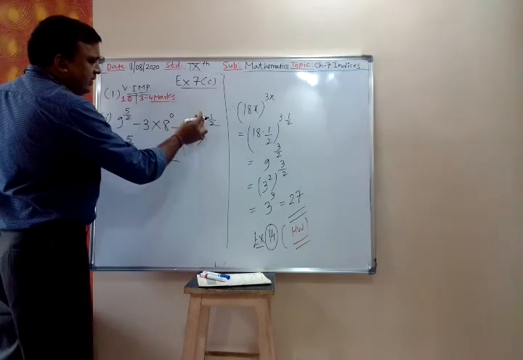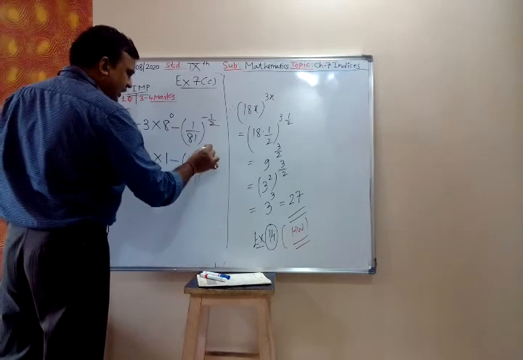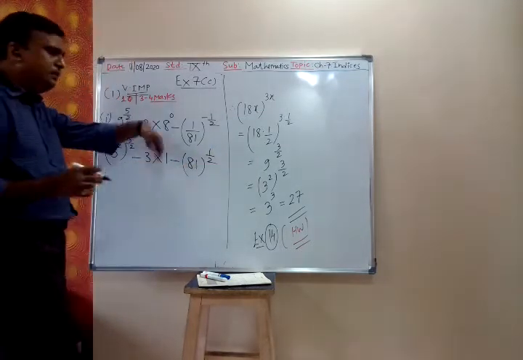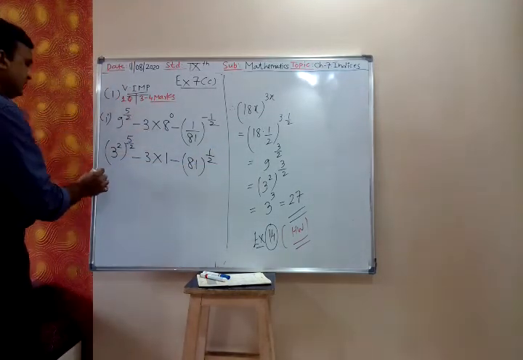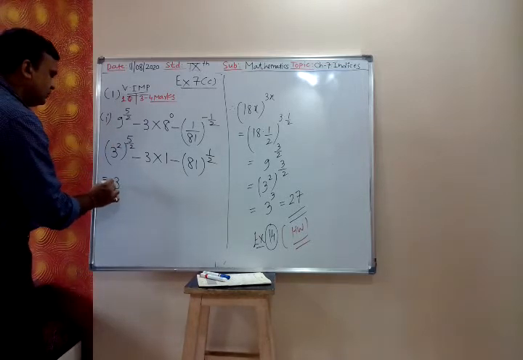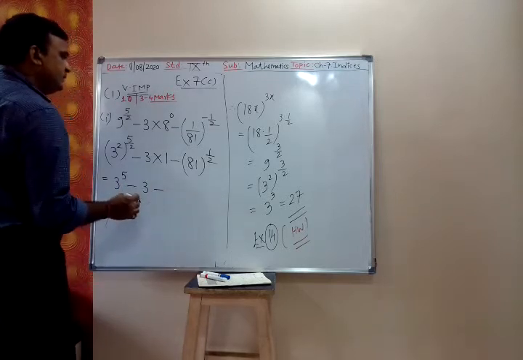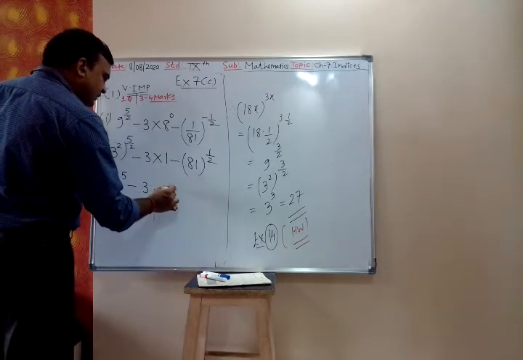1 upon 81, power is negative. So I will write this as 81 raised to half. First you make the power positive, then you perform the other steps. Now this is power raised to power, multiply the power. So 3 raised to 5 minus 3 minus 1 upon 81.